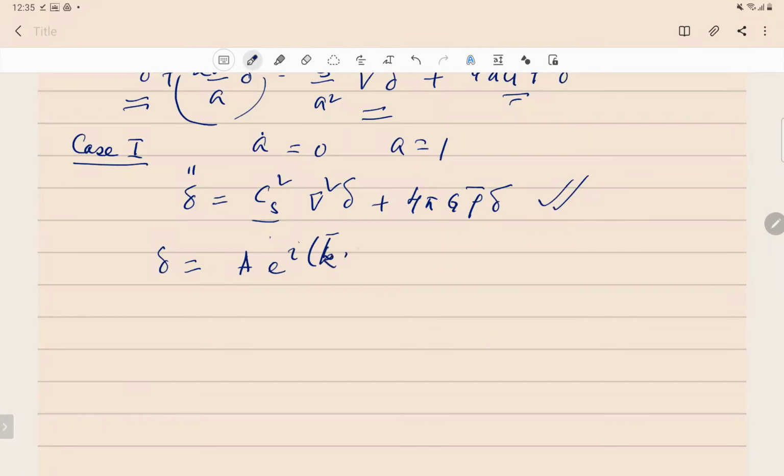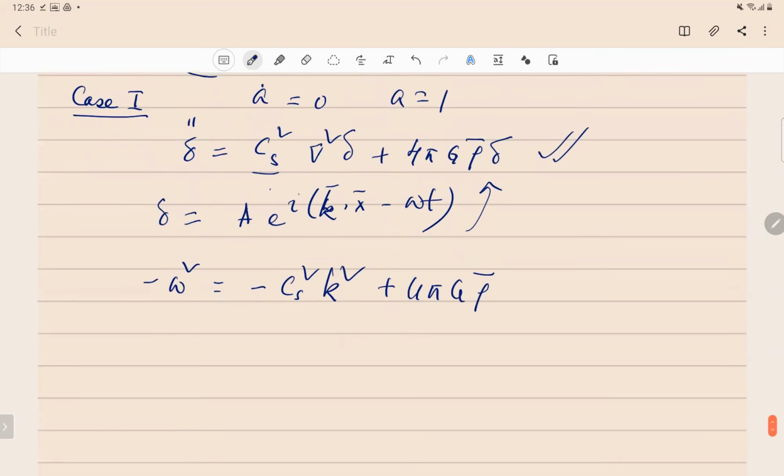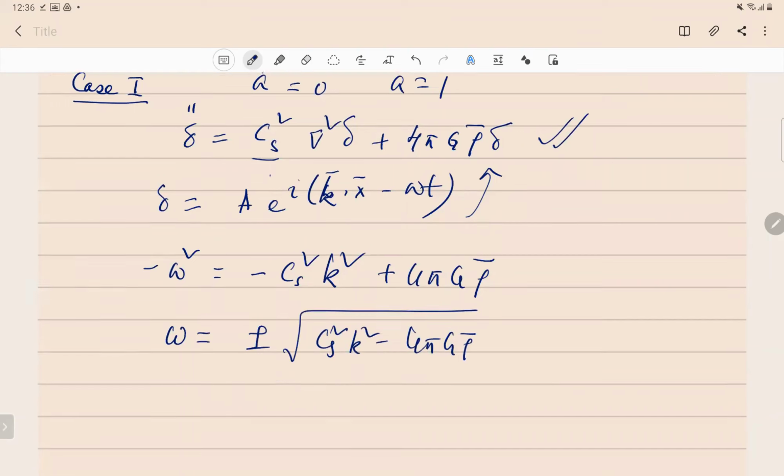Okay, k dot x minus omega t, a standard plane wave. And if you substitute it over here, this double derivative in time will give you a minus omega square, and this will give you a minus cs square k square plus 4 pi G rho bar. And you can immediately see that this gives you two possible values of omega, plus minus square root of cs square k square minus 4 pi G rho bar.